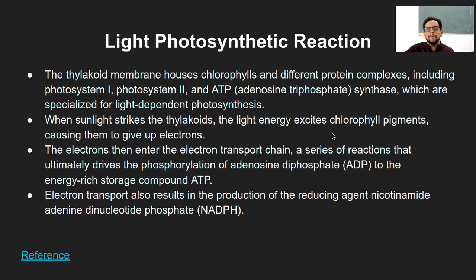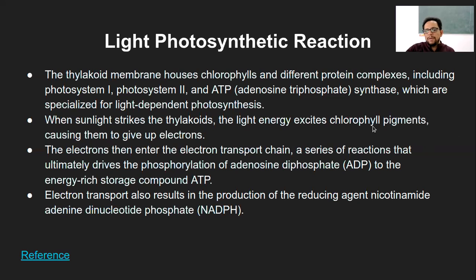Excite the chlorophyll pigment means, again, I would assume that you would have studied this in those parts of chemistry, in those subjects. Whenever you provide external energy to some molecule, it goes to an excited state. Excited state means it is a higher energy state.